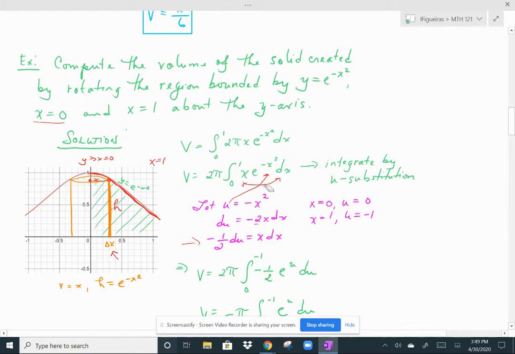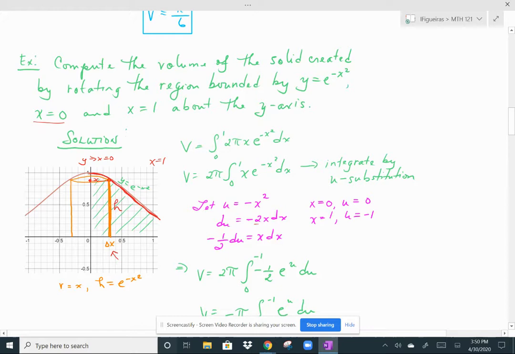So before I make that substitution, I need to deal with these limits. Remember, 0 and 1 are with respect to x, but I'm now going to redefine everything in terms of u. So I did that work here. When x is 0, if you plug in 0 here, u is 0. When x is 1 and you plug in to what u is equal to, you get that u is negative 1. So my new limits are from 0 to negative 1.